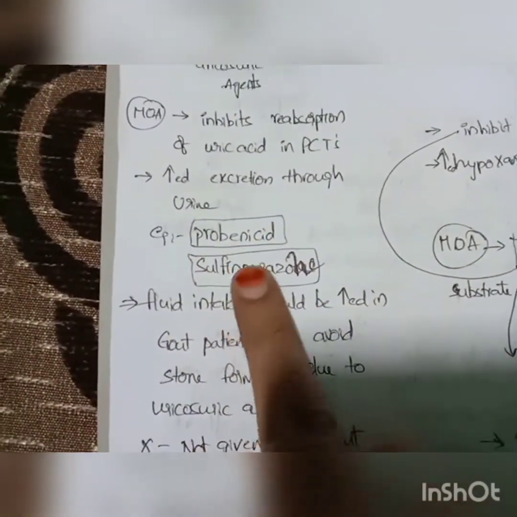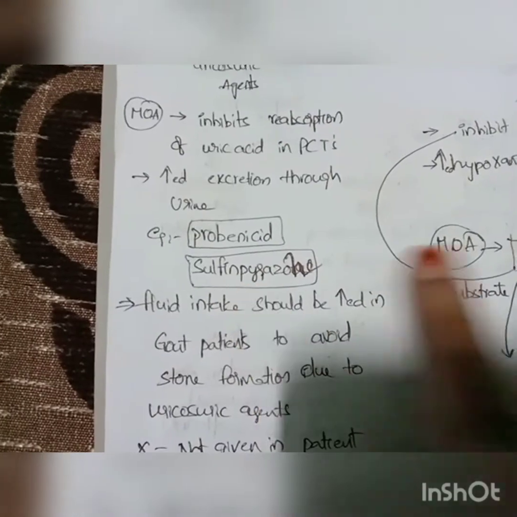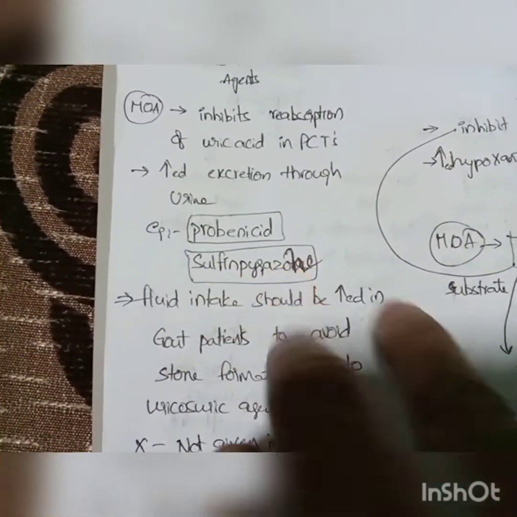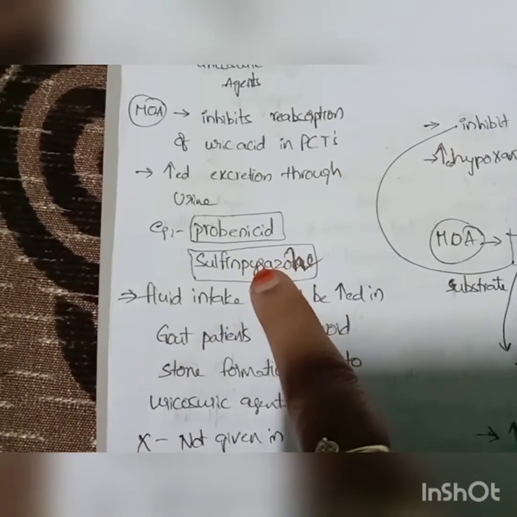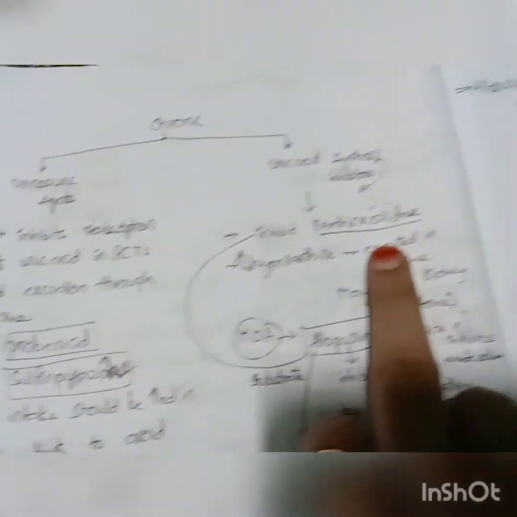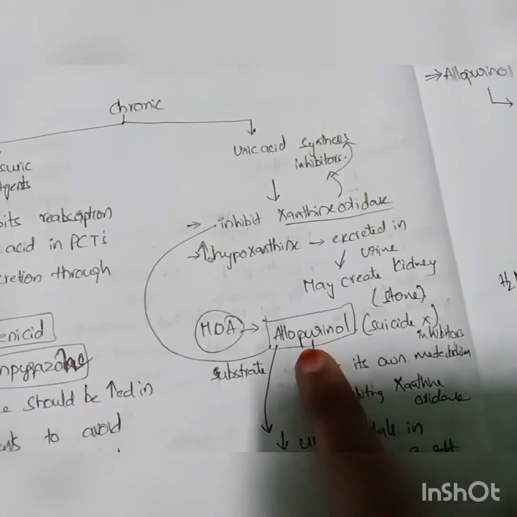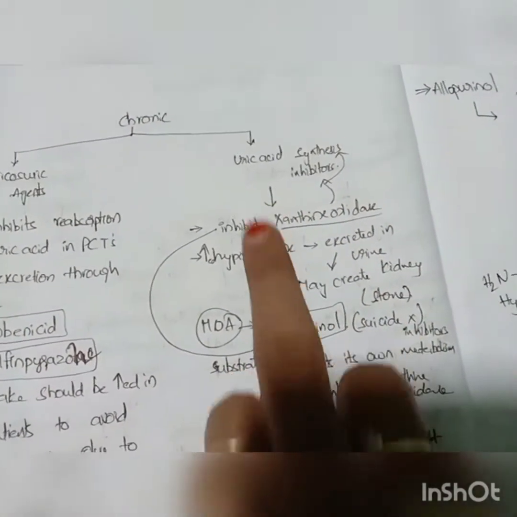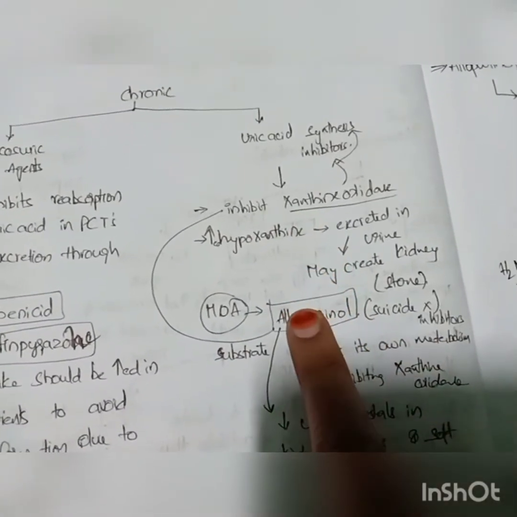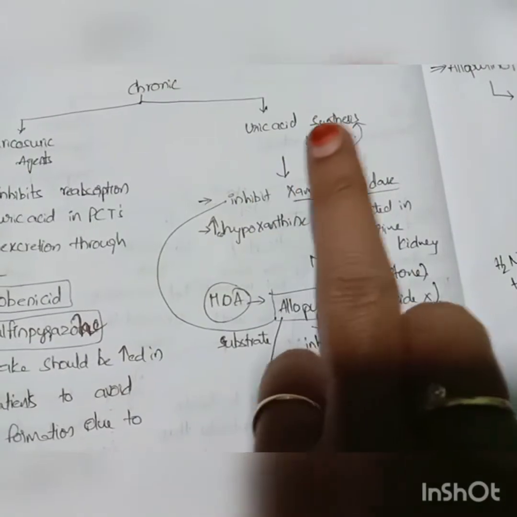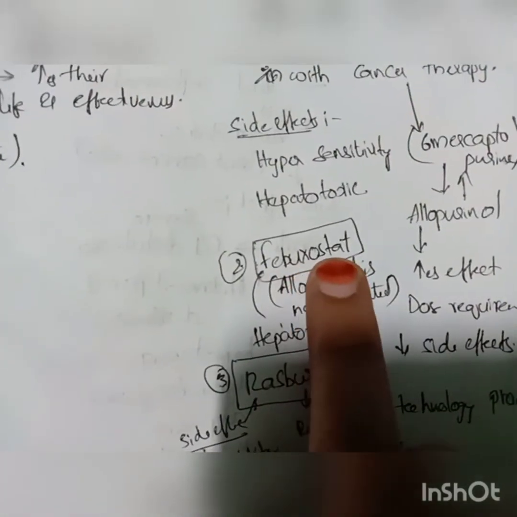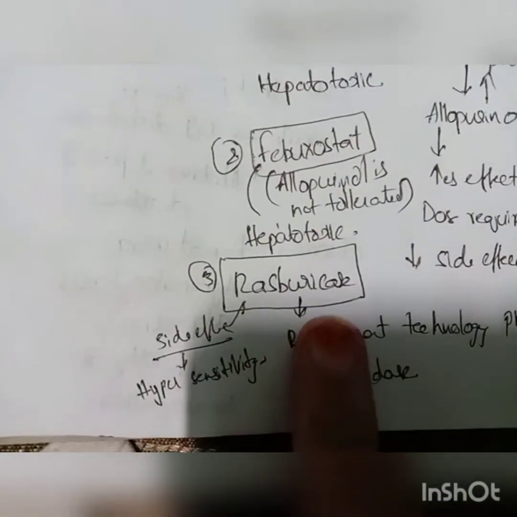So probenecid and sulfinpyrazone. Sulfinpyrazone is there in our syllabus, and we have to see it. One uricosuric agent, and one uric acid synthesis inhibitor, allopurinol, we have to see, including its synthesis. Allopurinol is one of the drugs for uric acid synthesis inhibition, and the others are febuxostat and rasburicase.